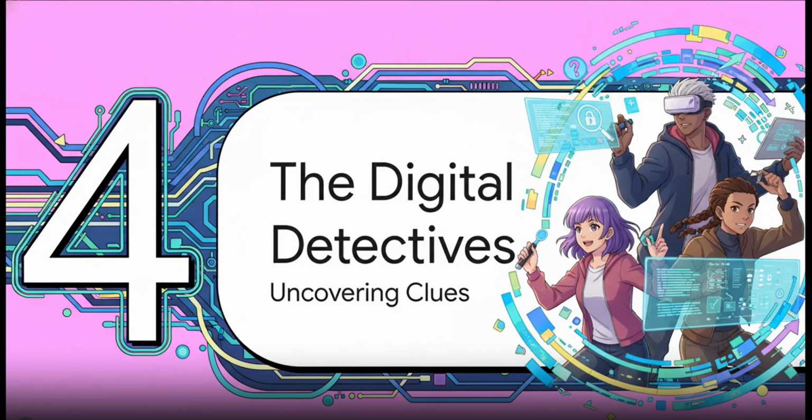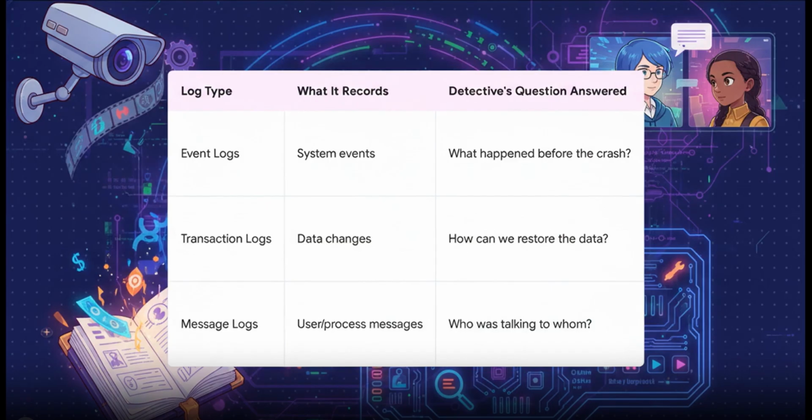Now, these digital detectives don't just show up empty-handed and start guessing. No way. They have a whole toolkit full of powerful instruments designed specifically for uncovering clues and solving even the most baffling system mysteries. Their number one tool? Log files. Think of event logs like the security camera footage. They answer the question, what exactly was happening right before the crash? Transaction logs are the financial ledgers. They help detectives figure out, how can we restore the data and get things back to normal? And message logs, they're like interview transcripts telling the detective who was talking to whom right when the problem started.